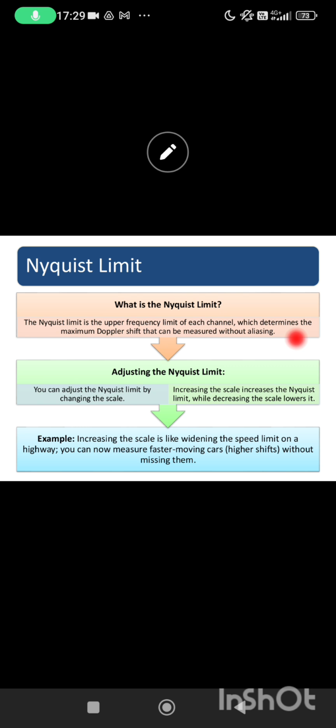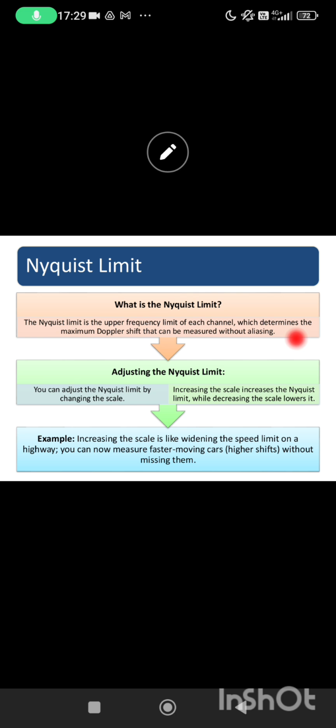So you can adjust the Nyquist limit by changing the scale. What is the scale? The velocity range which we can measure is a scale, and the upper limit of the scale is aliasing. Increasing the scale increases the Nyquist limit, decreasing the scale decreases the Nyquist limit. So increasing the scale is just like widening the speed limit on a highway. You can now measure fast moving cars, higher shifts, without missing them.